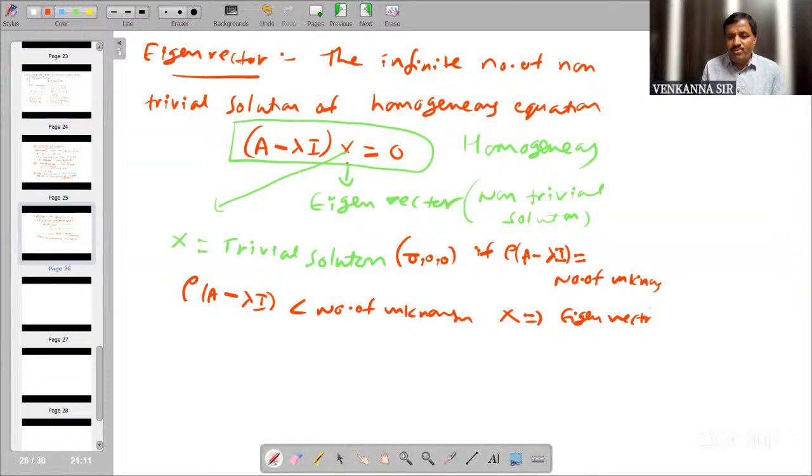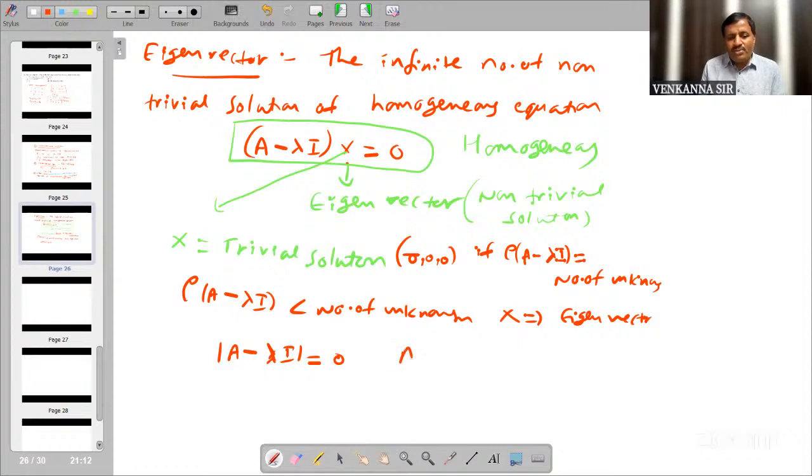This is a very, very important point. The eigenvector definition is very important. When is this x going to become an eigenvector? When rank of A minus lambda I is less than the number of unknowns. And that happens if determinant of A minus lambda I is equal to 0. Then the rank of A minus lambda I is less than the number of unknowns, and only then capital X is the eigenvector.